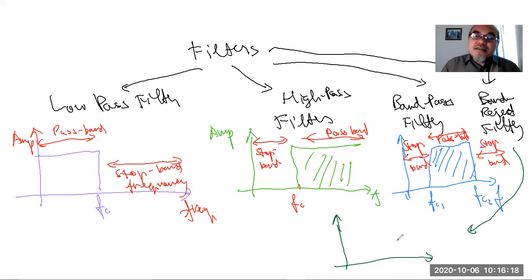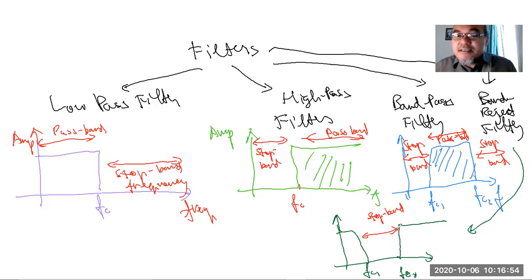In the band reject filter, it is similarly expressed with two cutoff frequencies, FC1 and FC2. But now it is the opposite of the band pass filter. Frequency below FC1 is being passed, while in the band pass filter it is being stopped, right? So here the middle part between FC1 and FC2 is the stopped band region, where the signal will be stopped or rejected. That's why it is called a band reject filter.